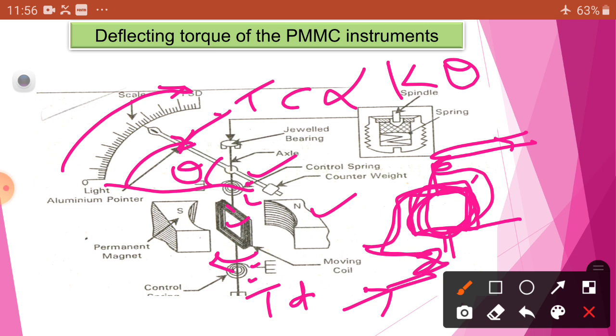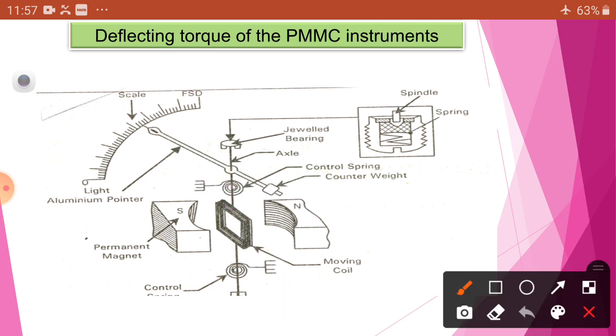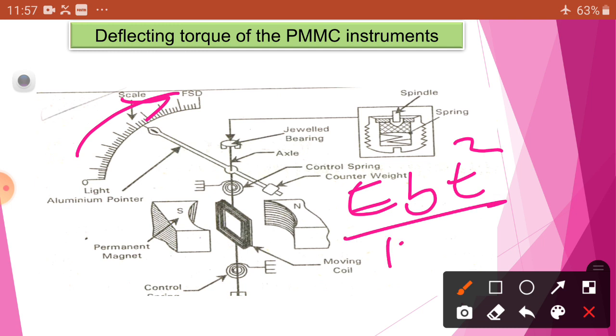Where E is the Young's modulus of the material, B is the breadth of the spring, T is the thickness of the spring, L is the length of the spring, and theta is the angle of movement. So that's why we are going to get the uniform scale. This is uniform. What is the reason? We know the basic formula, E into B into T square by 12 L into theta.